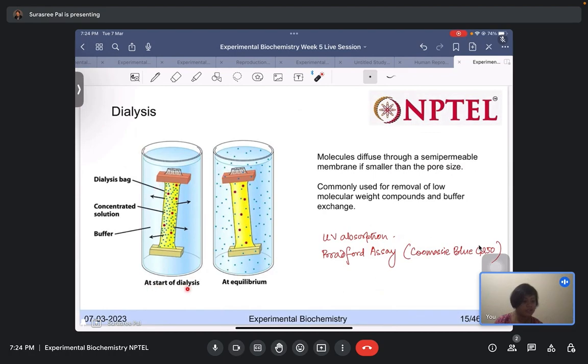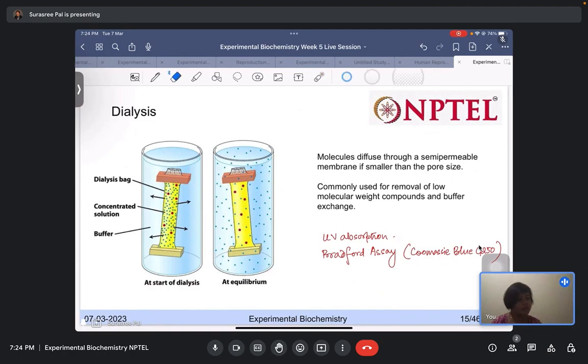Then we keep this dialysis bag in a dilute solution. This is the start of the dialysis. The molecules which are smaller than the particular pore size, or the cutoff, of this dialysis bag can come out of this semi-permeable membrane by osmosis, right?